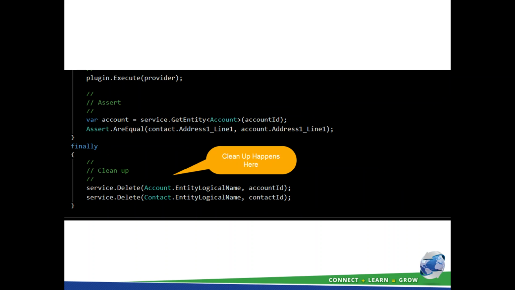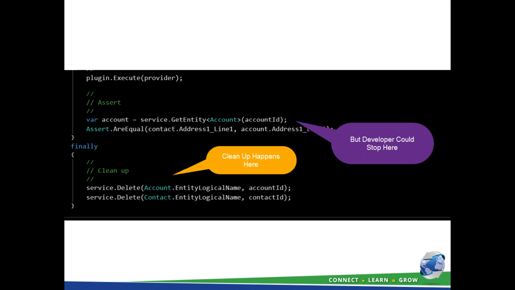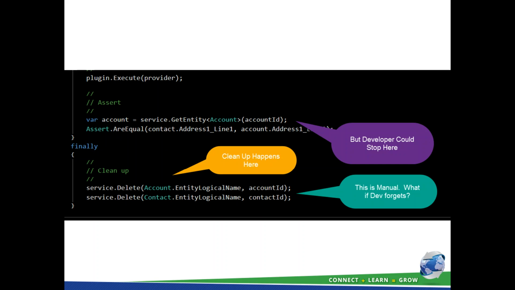Other issues: cleanup happens down there at the bottom, in the finally, but nothing's stopping the developer from stopping above it and quitting. It happens a lot of times when you're going through a unit test and test-driven development. You make some changes, you're unit testing, you go, oh, this is wrong, you stop unit testing, make your fix. Well, now guess what? You never cleaned up the entities that you created. So next time you run, to begin with, your test is going to fail because those entities already exist in your environment. Yay!